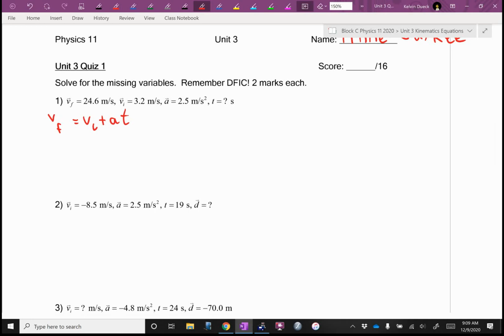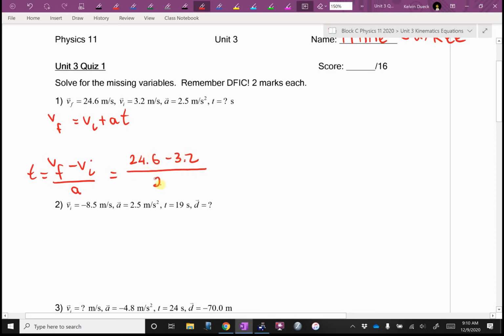That's step 1. How would I get the T by itself? What's going to drop down like a domino? Then, talk to me. Minus VI, and that equals T, or I usually put the T equals there. So it's going to be 24.6 minus 3.2 all over 2.5.